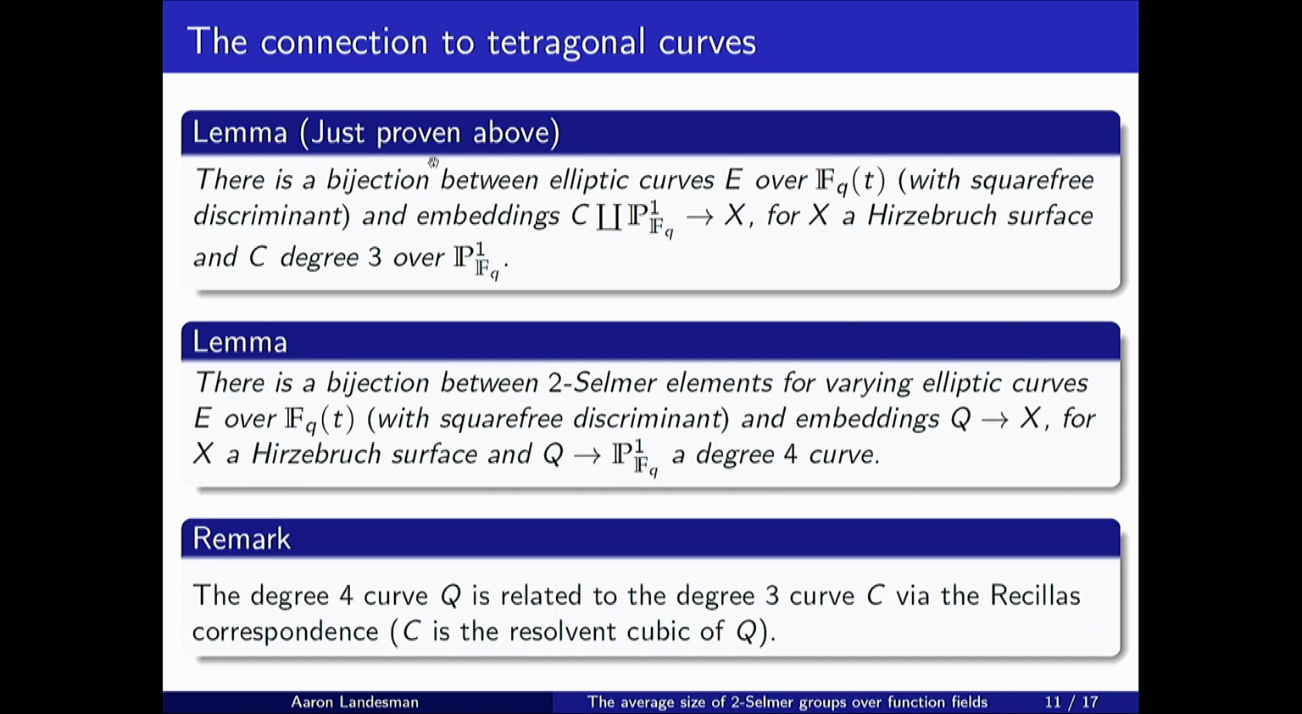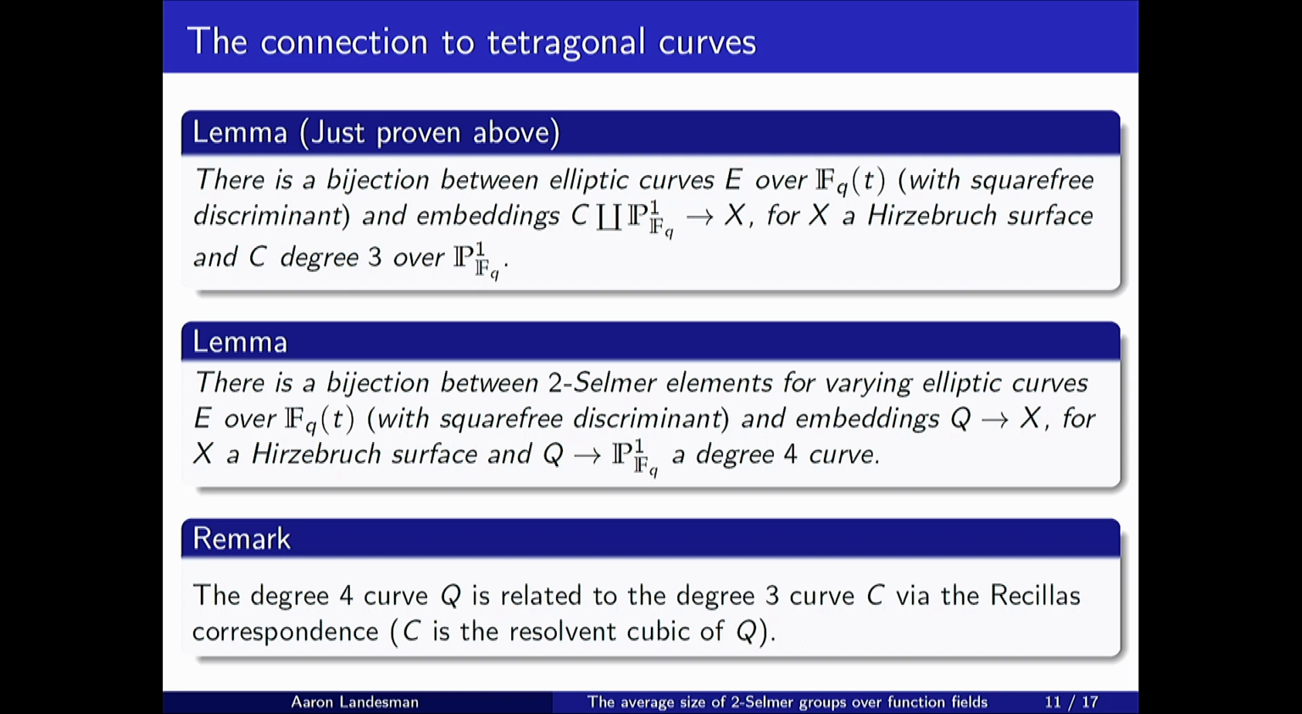Okay, so that's what we just showed. There's a bijection between elliptic curves over function fields and trigonal curves not meeting a P1 inside a Hirzebruch surface. So now I want to address the two Selmer elements. That sort of addresses the elliptic curves, the trivial two Selmer elements. So what about these two Selmer elements? There's an analogous lemma here. There's a bijection between two Selmer elements over a function field and embeddings of a degree 4 curve over P1 into a Hirzebruch surface.